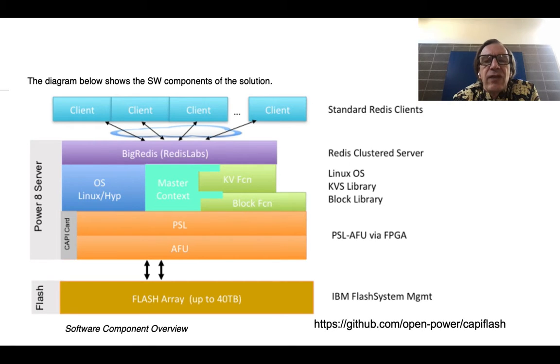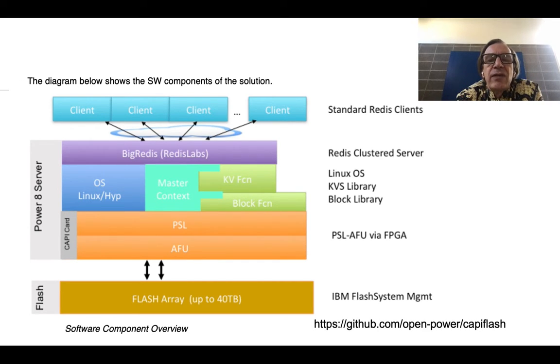So the flash array, either in the form of a separate storage array or in the form of flash stick devices attached on the accelerator card, talks to the CAPI attached functional unit, which is connected to the host processor via the processor service layer that implements the CAPI interface.